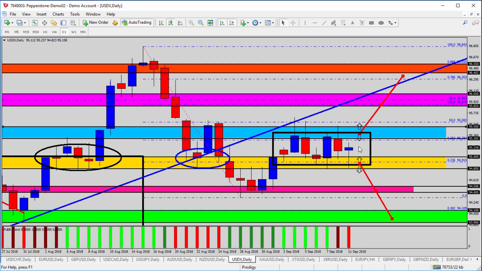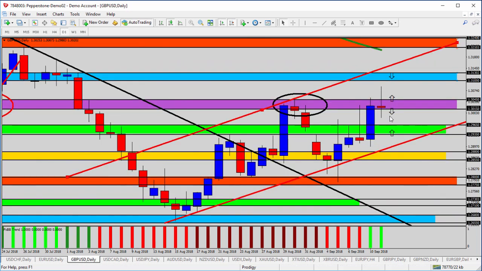So nothing really going. Now, if it was at the blue zone or at the yellow zone, we might have more confidence that it was at support or resistance. But right now, it's smack halfway between there, and it doesn't really give us confidence. It's a 50-50 shot, really. It could either go up or down at this stage of the game for the US dollar. Back to the pound dollar. Again, we're stuck right here in this purple zone.